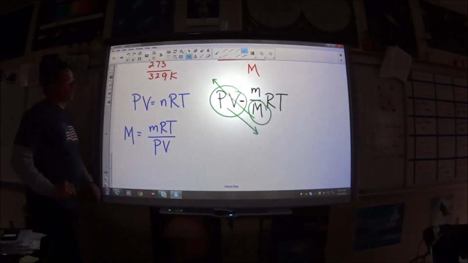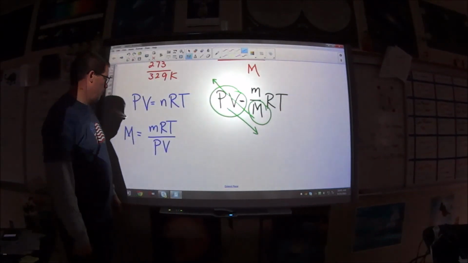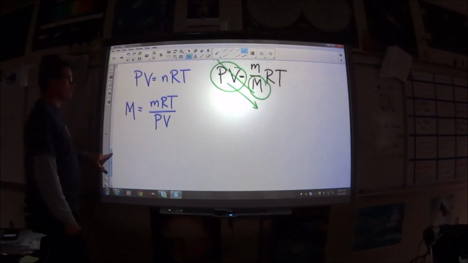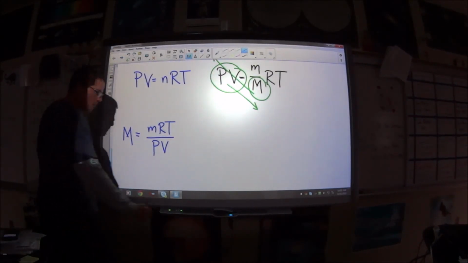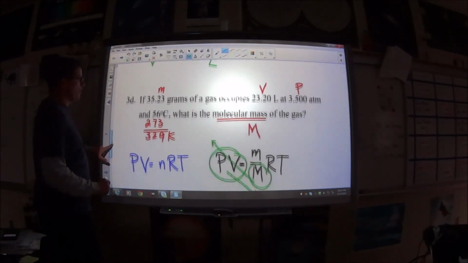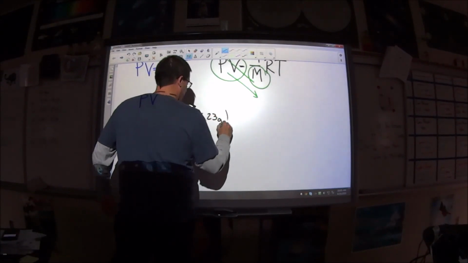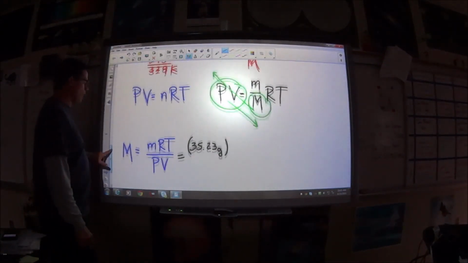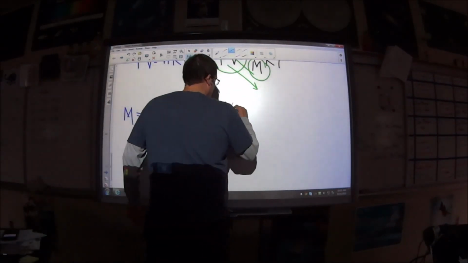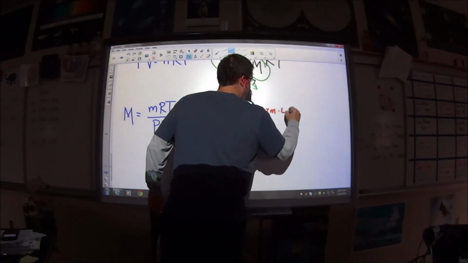Okay. So again, what I did was I multiplied by big M on both sides, divided by PV on both sides. From here, just plug and chug. Isn't it fun to just take your values and plug them in? So we've got our mass, which is 35.23 grams. The R, do I have a pressure here? Which is an atmosphere, so I'm going to use my atmosphere. So 0.0821 mole Kelvin.